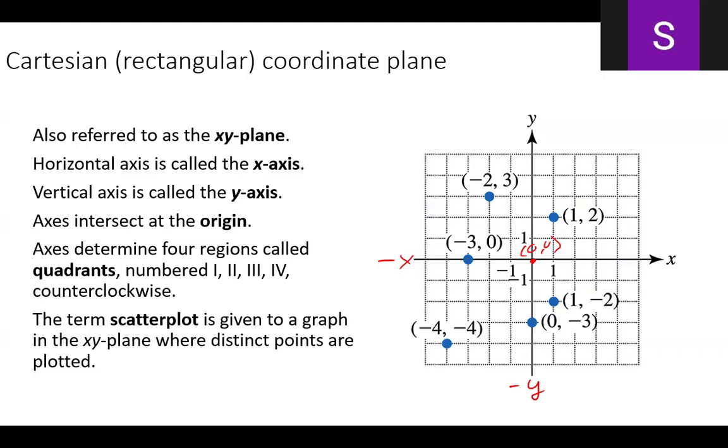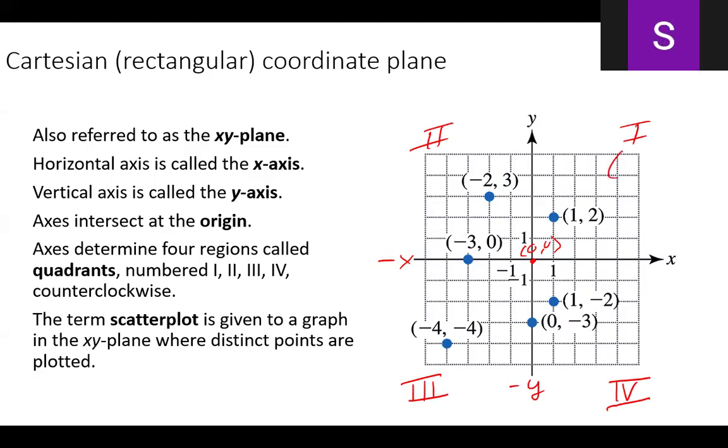You have 4 quadrants. Your 4 quadrants are numbered in numerical order counterclockwise. So we have quadrant 1, quadrant 2, quadrant 3, and quadrant 4. Okay? The quadrants are important and easily identified based on the signs of your x's and y's. So a value belongs in a quadrant based on its sign.